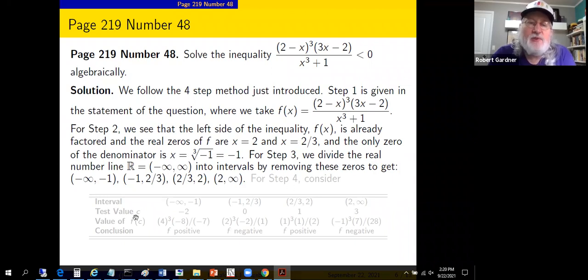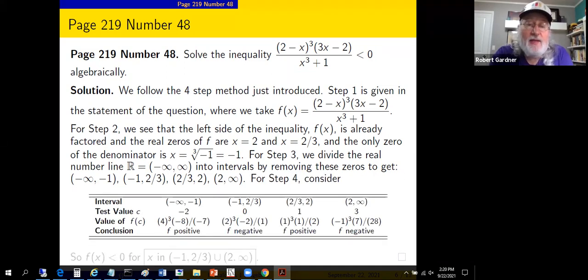So for step 3, we'll take the real number line, remove first -1, then the next largest one, then 2/3, and then the next one. So least to greatest. Remove those from the real number line. You remove 3 points and produce 4 intervals. That leads us to consider these intervals, take test values, and determine their signs.